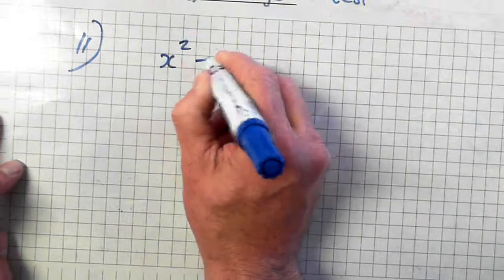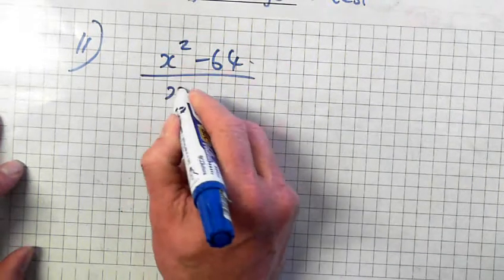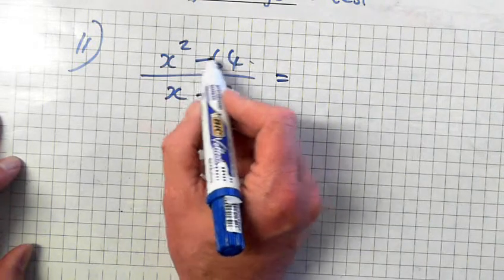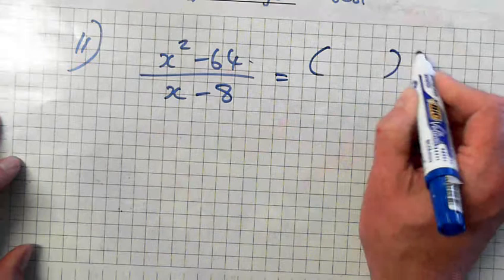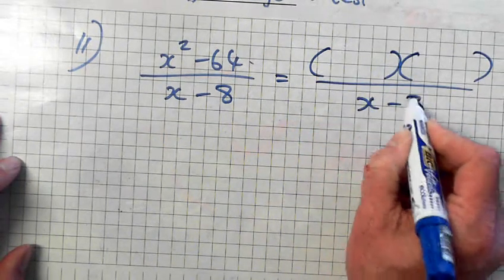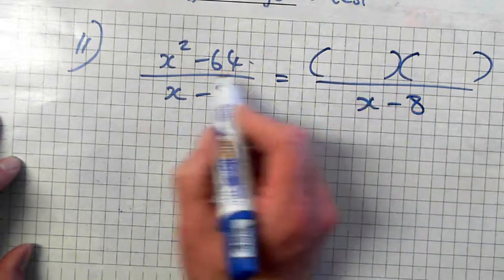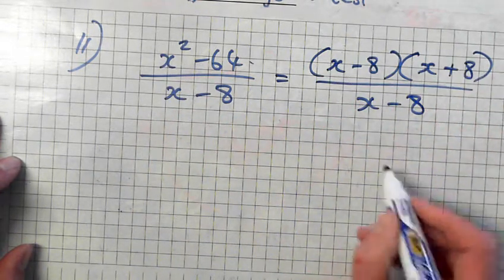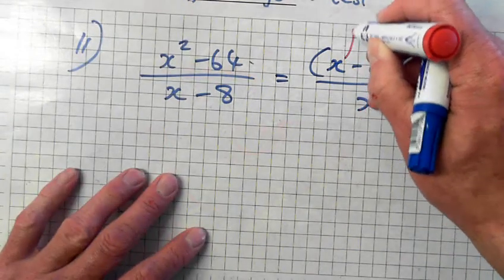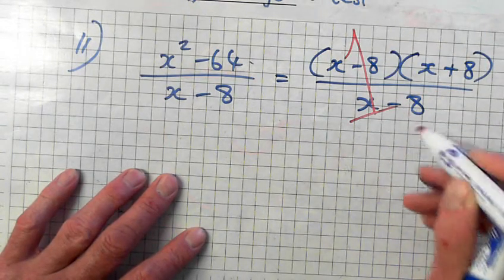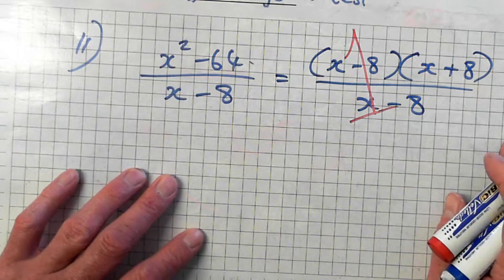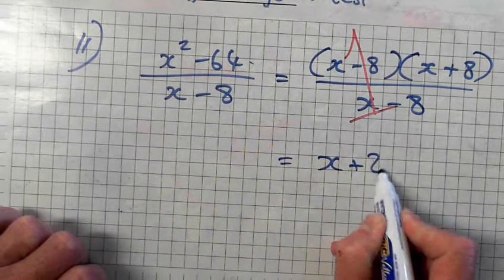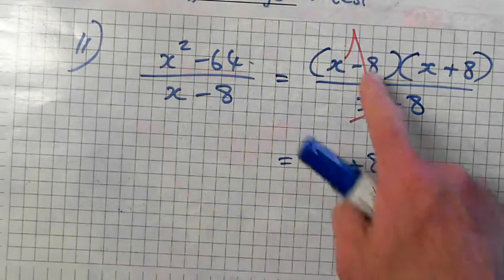We have x squared minus 64. Alright, so this is the difference of two squares, this one on top. So what do I write on top? X minus 8, x plus 8. What is x minus 8 divided by x minus 8? It is 1. What's 1 times x plus 8? Okay, when you divide something by itself, it's 1.